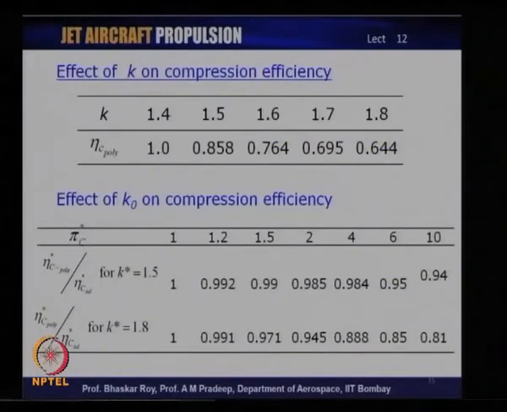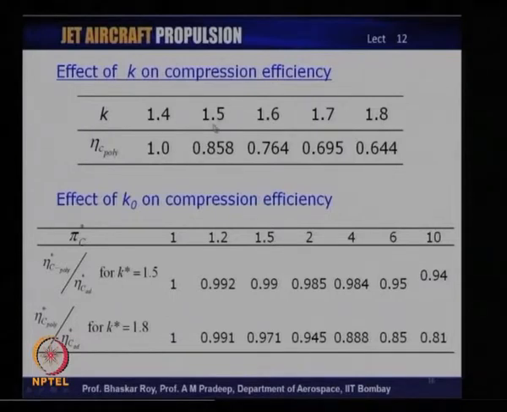Let us quantify the effect of these changes. If we have a change of K, as we have seen, K varies away from the ideal value, which is 1.4, and if for example we have a compression process where it is ideally 1.4, that is air, we say that the compression has an efficiency of 1.